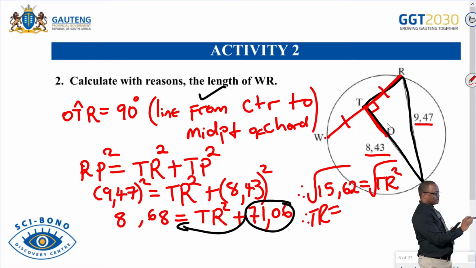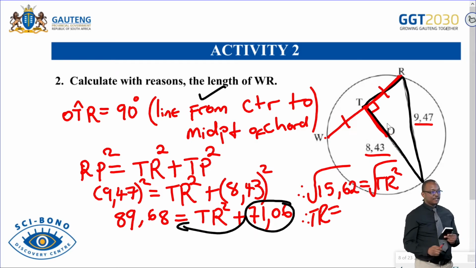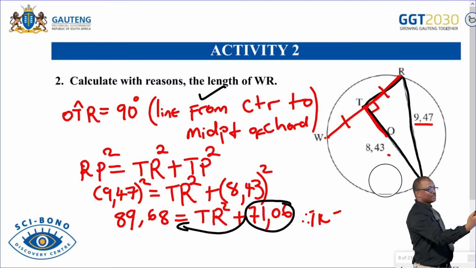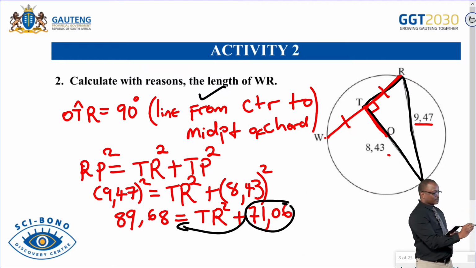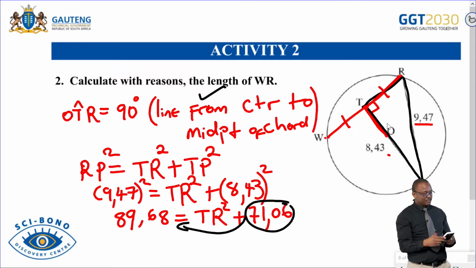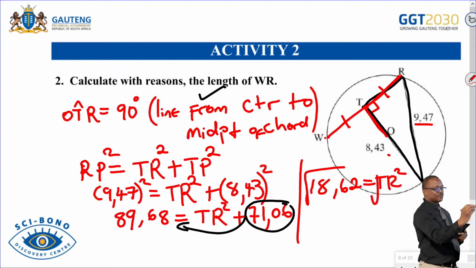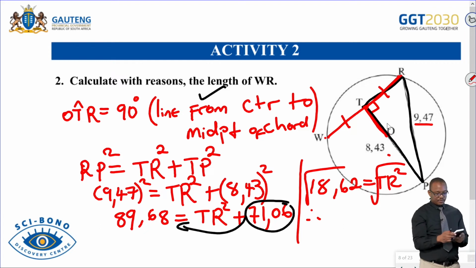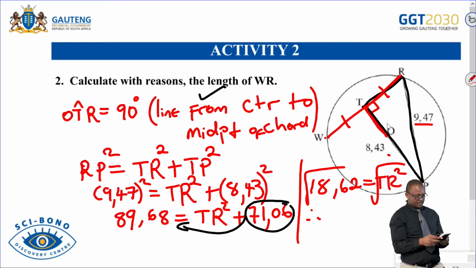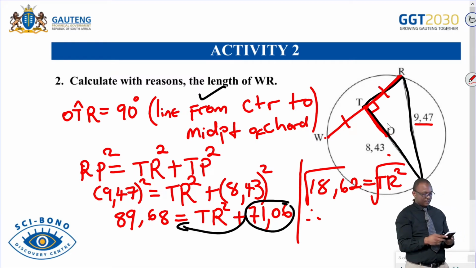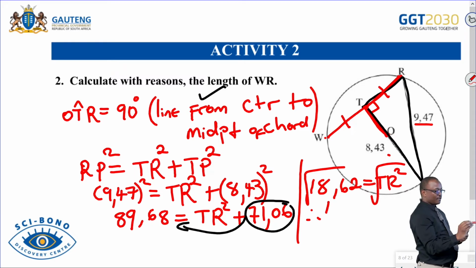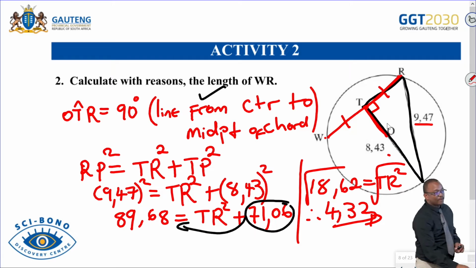9,4 squared is not 86, it is 89. So what about that one? It is 89. Then when you transpose, you are going to say 89 minus 71,06. Then that's where you will have 18,62, which is equal to TR squared. Then now you will have the square root of 18,62. Then we're going to have 4,32. That's how we calculate that one.